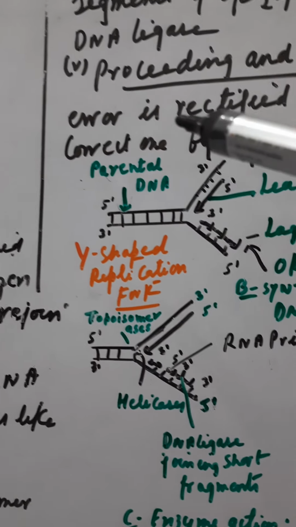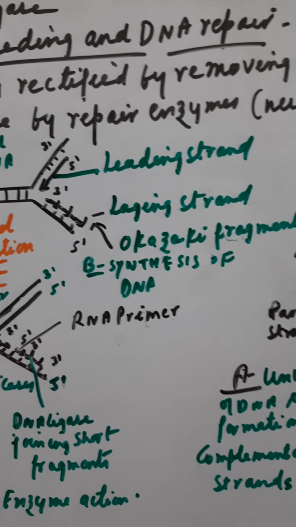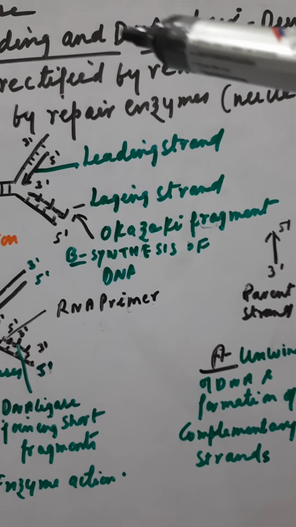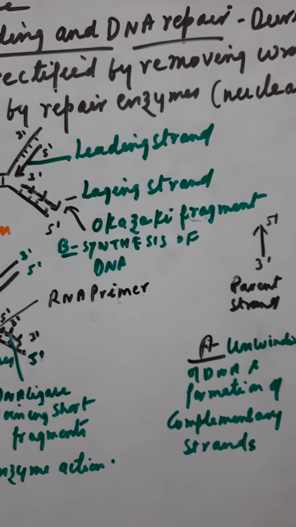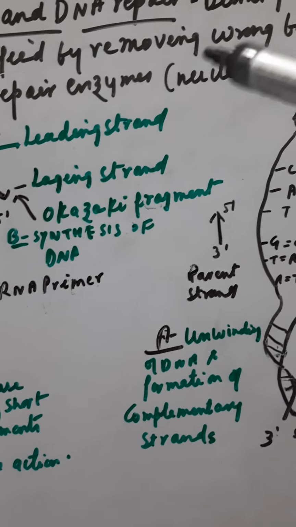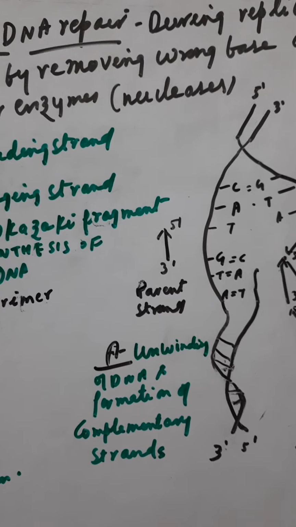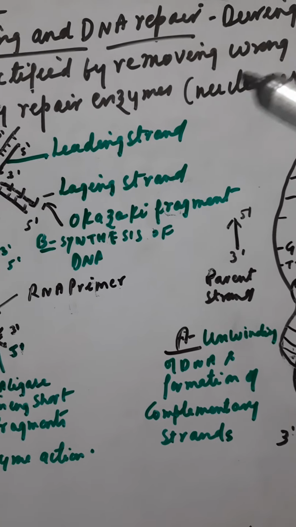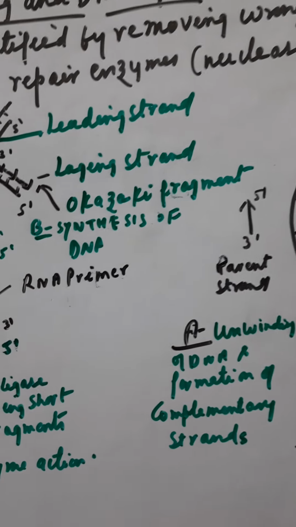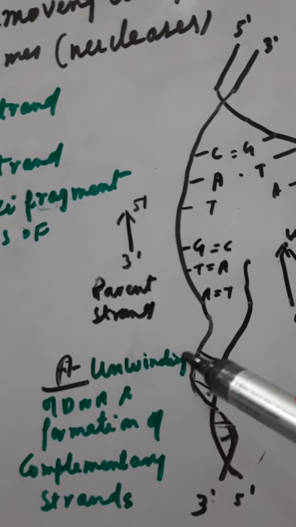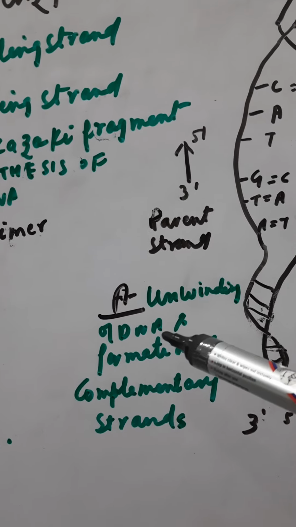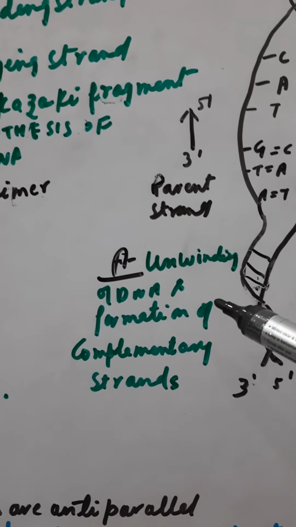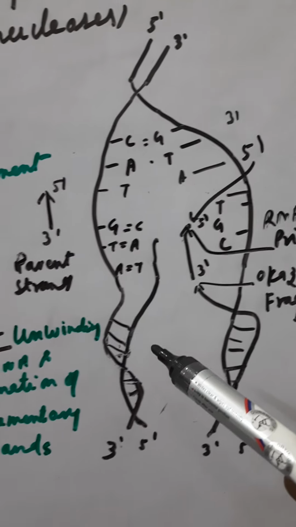the fifth one is proofreading and DNA repair. During replication, if an error is there, it is rectified by removing the wrong base and replacing it with the correct one by repair enzymes called nucleases. Here in this diagram, you may see the unbinding of DNA and the formation of complementary strands.